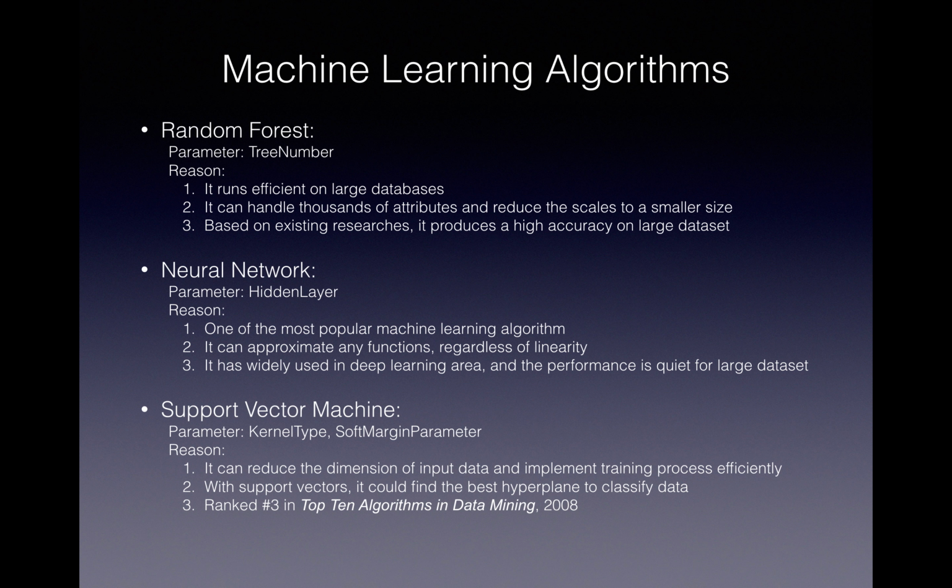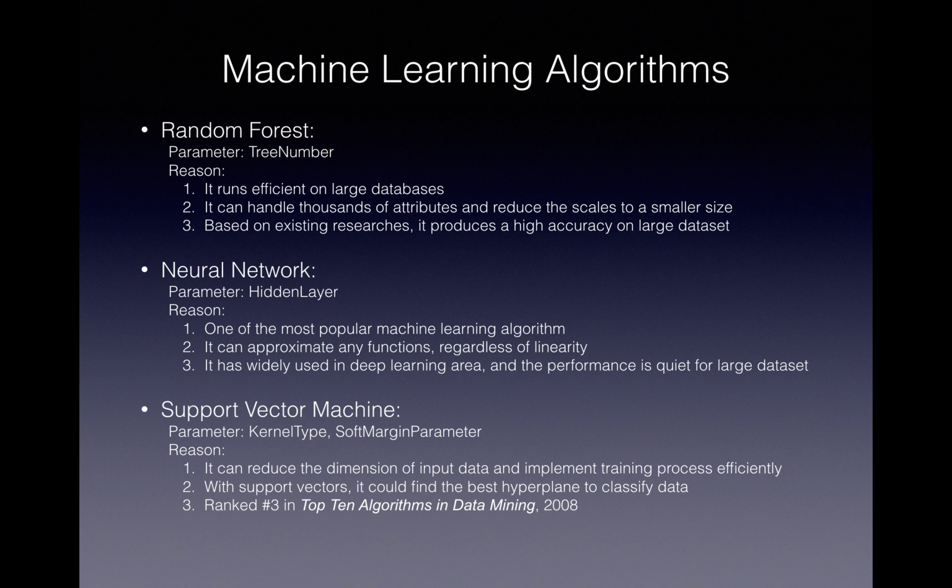And secondly, it's about neural network. It is widely used in the deep learning area, but the major problem is efficiency. Even though it can perform quite well if you have a larger number of hidden layers, the training time is the main limitation of it.